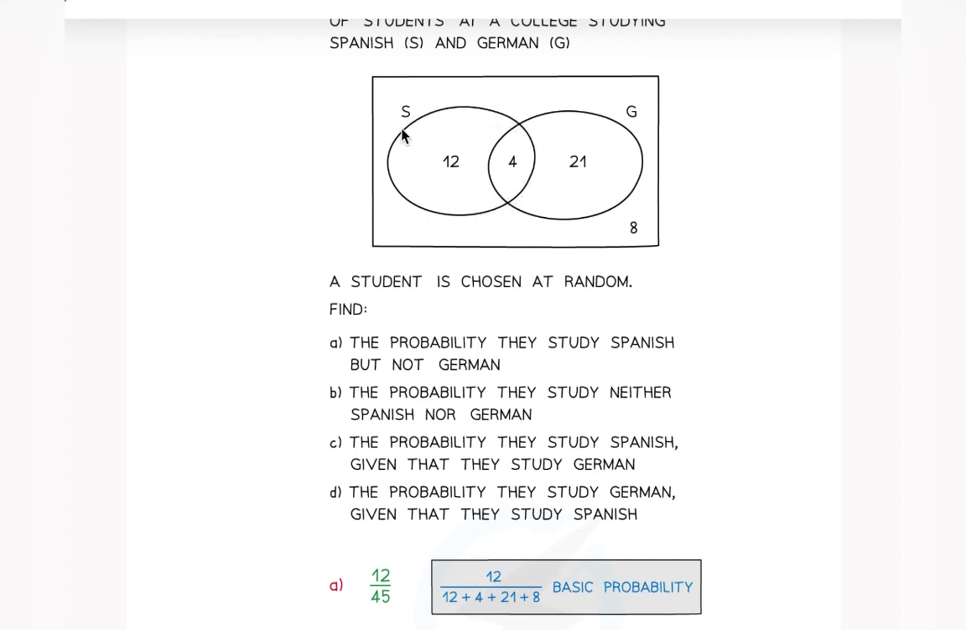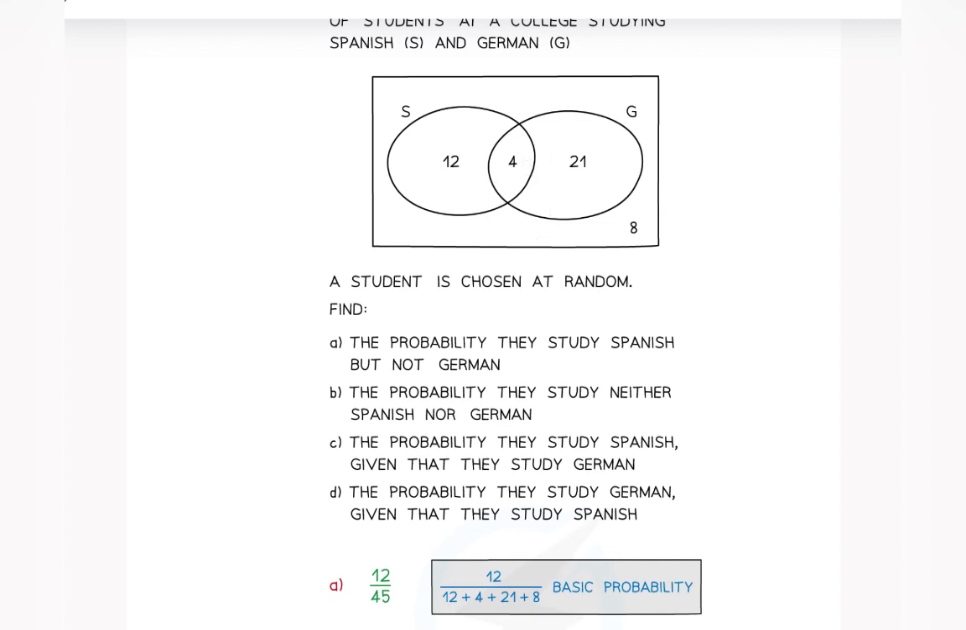However, if you include this 4, you are also including for German, because the whole of this circular part is for German. These 4 students, they do Spanish, they do German. So if they ask you a conditional probability, that you should find the probability of the students who speak Spanish but not German, not German, this excludes this 4. You're not going to put this 4.